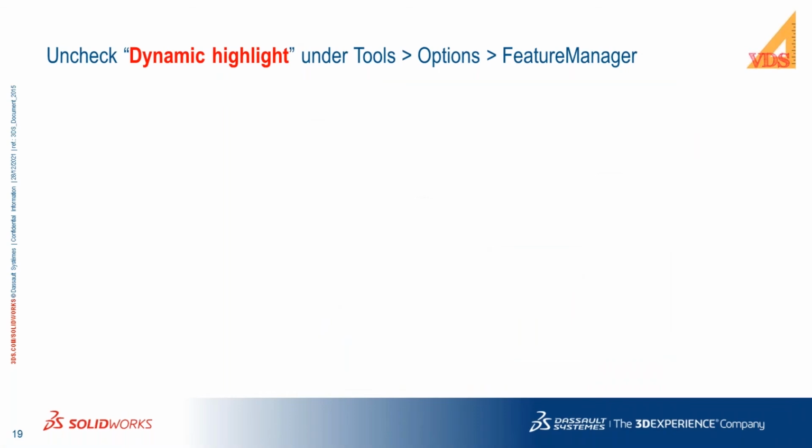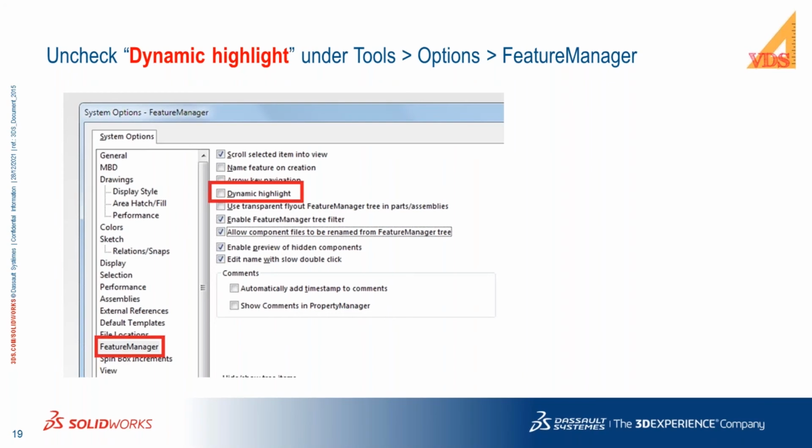Next one is dynamic highlight. What this option does is, when you take your pointer to a feature in the feature manager tree, it will highlight all the edges of that geometry. So not a particular feature, but all the geometries will be highlighted. You can find this option under the feature manager.